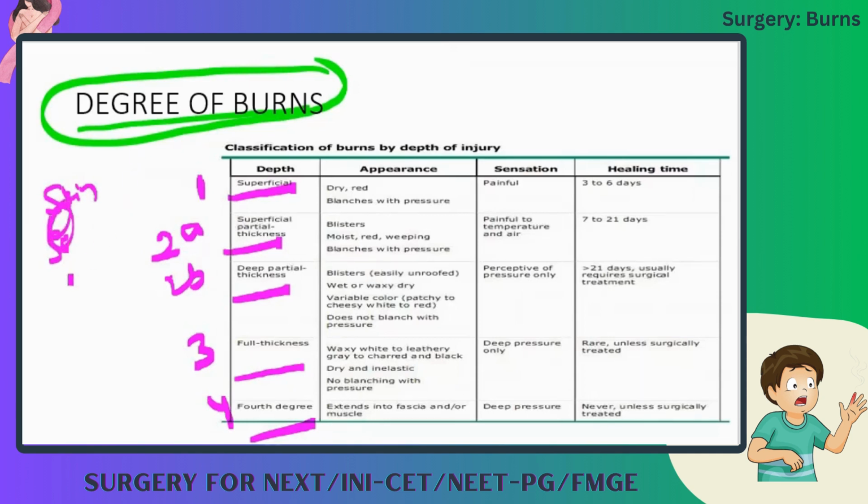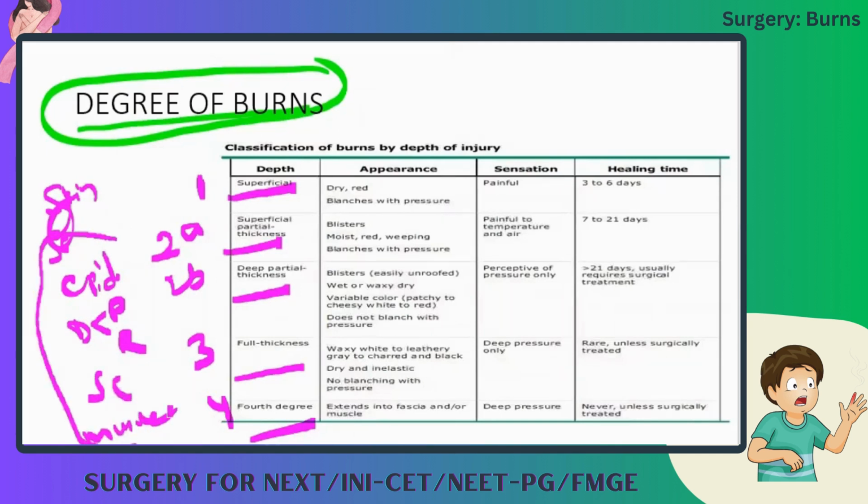there is epidermis and dermis. Dermis has two parts, papillary dermis and reticular dermis, then comes the subcutaneous tissue, then comes the muscle. Okay, these are the layers: epidermis, papillary dermis, reticular dermis, subcutaneous tissue, and muscle.